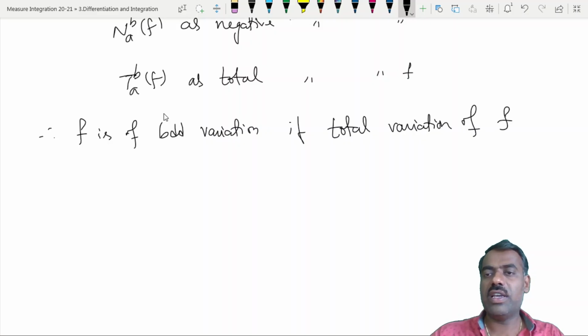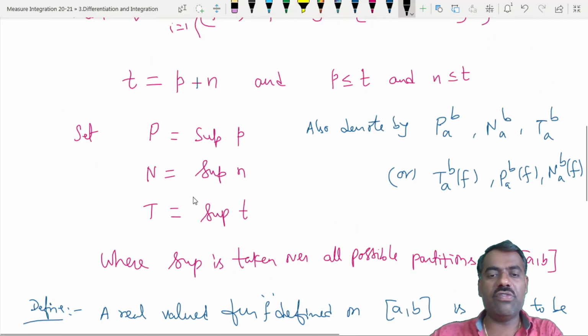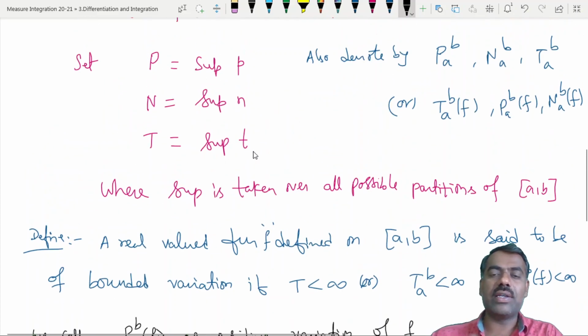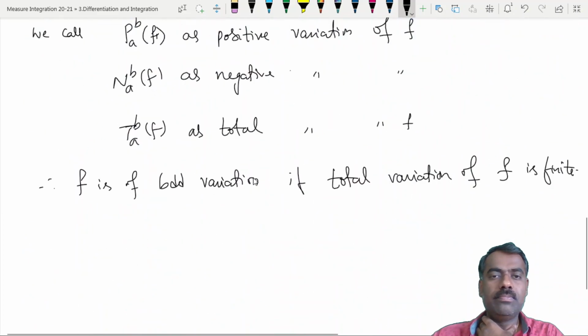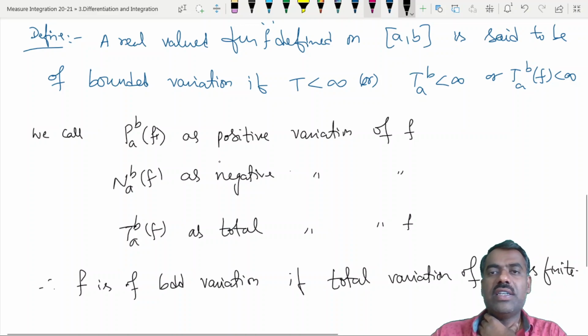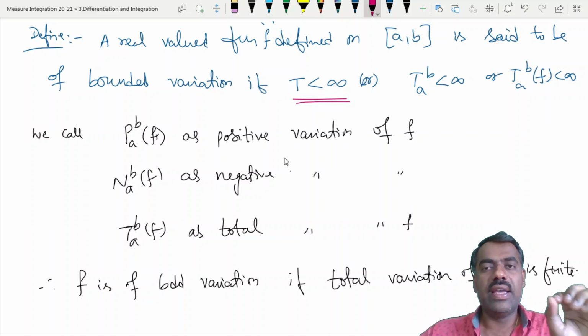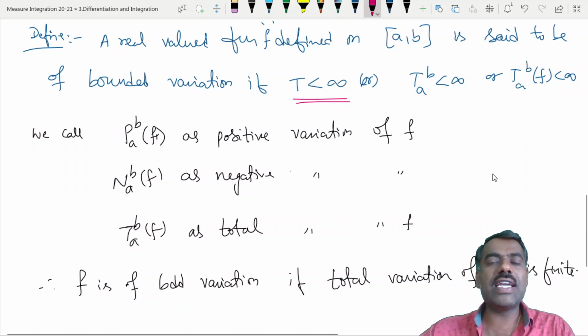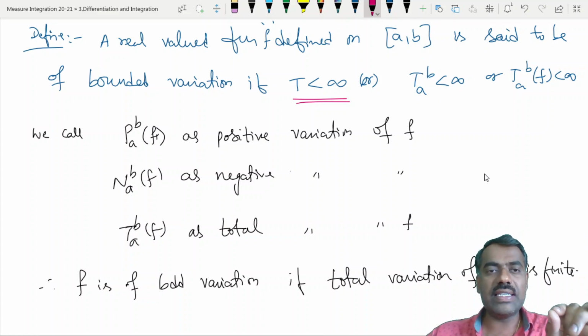So basically what you have to understand is, if you want to find whether a given function is of bounded variation or not, then we have to calculate the total variation and see whether it is finite or not. Is that clear? Yes, because the definition is defined over total variation. So we just check whether the total variation is finite. If the total variation of the given function on the given interval a comma b is finite, then we say it is of bounded variation, or otherwise it is not of bounded variation.